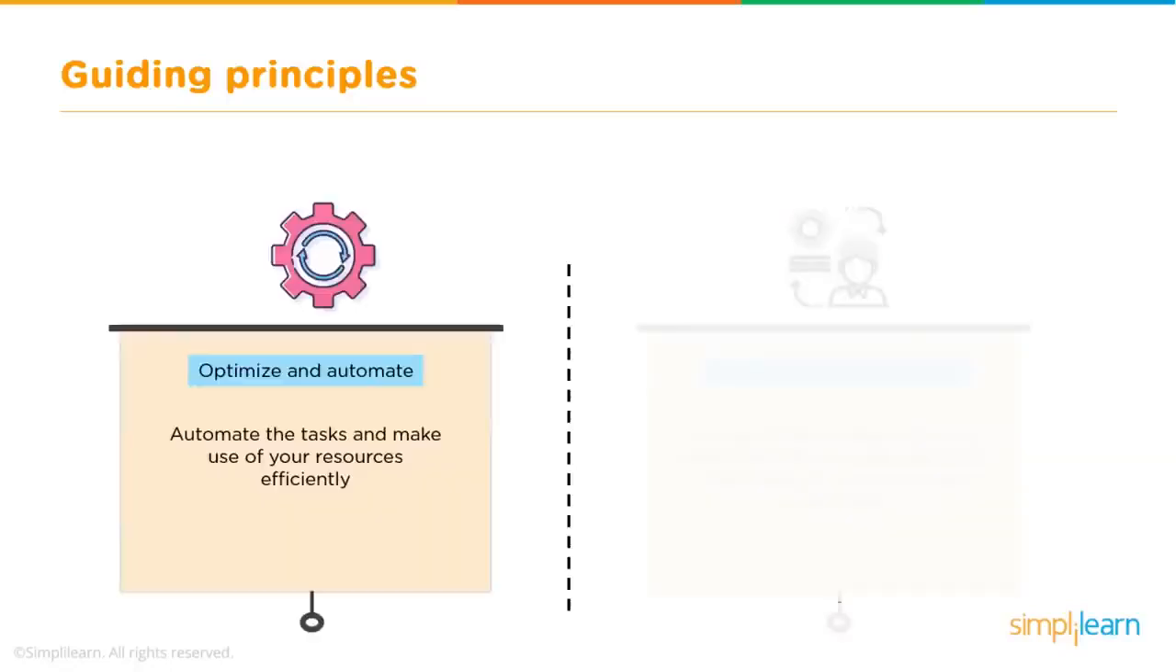Optimize and automate. So optimize and automate refers to consideration of the services which need to be optimized and automated, which helps in improving the efficiency and effectiveness, and also optimizes the resources and costs.